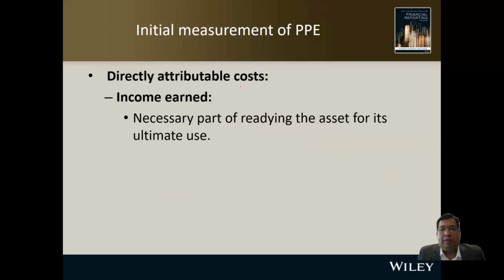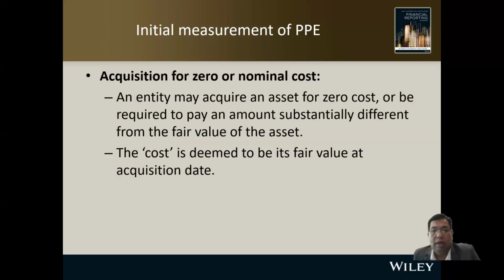For directly attributable costs, consider any income earned as a necessary part of readying the asset for its ultimate use. Sometimes there is some process in between, and we get income earned during the process. For example, you might conduct testing on the asset. You run a test and produce certain product for a while, and then what happened to the cost? That is what we call income earned.